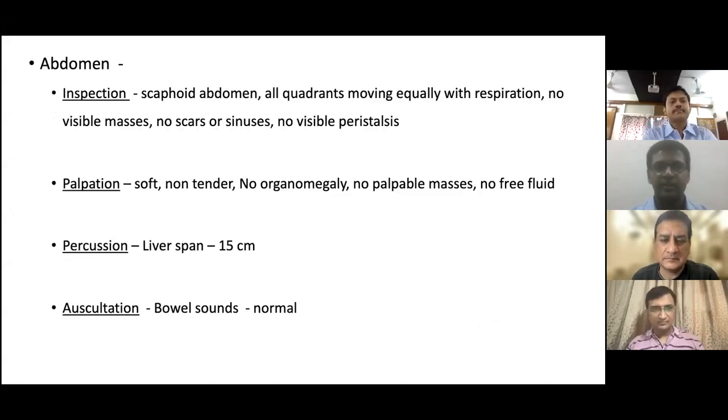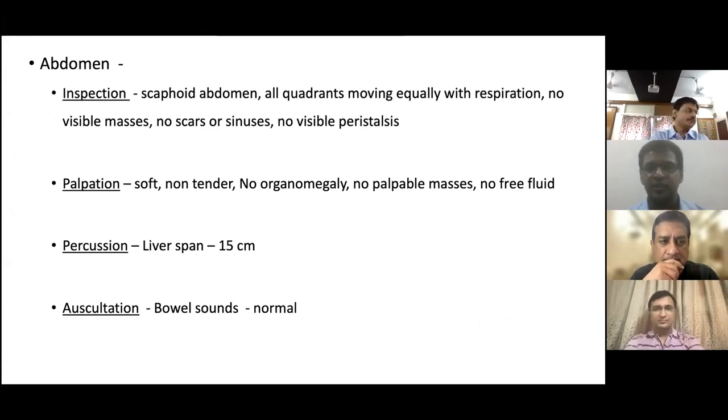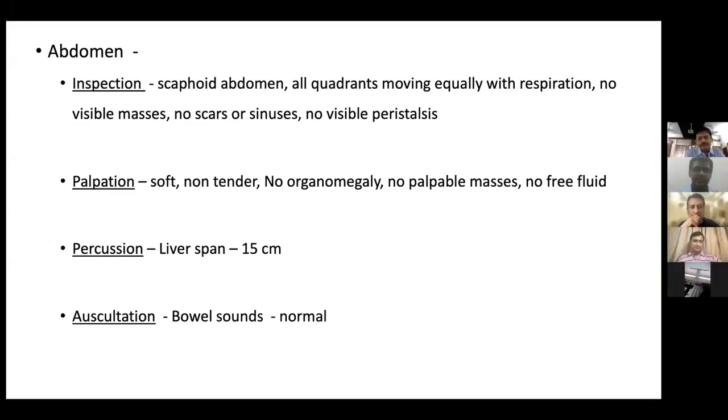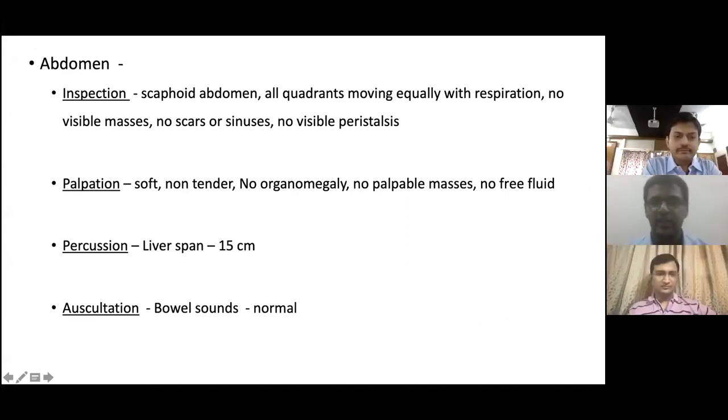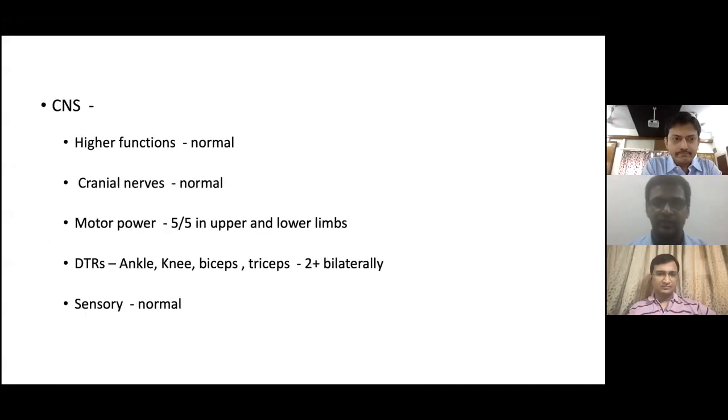On abdominal examination, on inspection, the abdomen was scaphoid. All quadrants were moving equally with respiration. There were no visible masses, no scars or sinuses, and no visible peristalsis. On palpation, his abdomen was soft and non-tender. There was no organomegaly, no palpable masses, and no free fluid. His liver span was 15 centimeters, and he had normal bowel sounds.